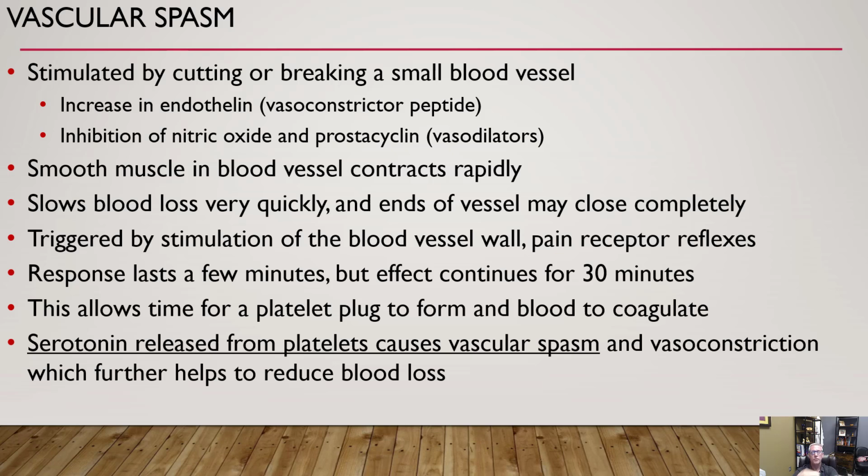If you remember from several chapters ago, we talked about nitric oxide being a vasodilator, and that's how the drug Viagra works. So if we inhibit a vasodilator, we are actually promoting vasoconstriction. So with vascular spasm, that blood vessel and the smooth muscle also contract, promoting that vasoconstriction, which is going to slow your blood loss, and hopefully that end of the blood vessel is going to close off completely.